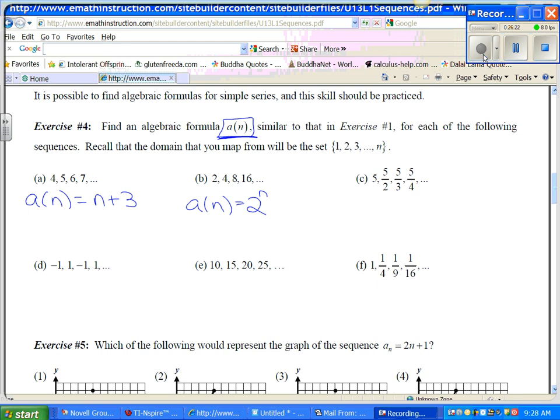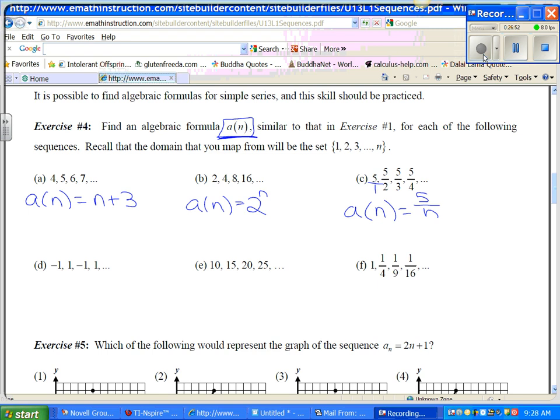One more of these, and then we're done for the day. What's the only thing that's changing here? The denominator, right? So real quick, what's the formula? Five over n. Only thing that's changing is n. A of 1 is 5, a of 2 is 5 halves, a of 3 is 5 thirds, a of 4 is 5 fourths. So again, your homework is pages 2 and 3.